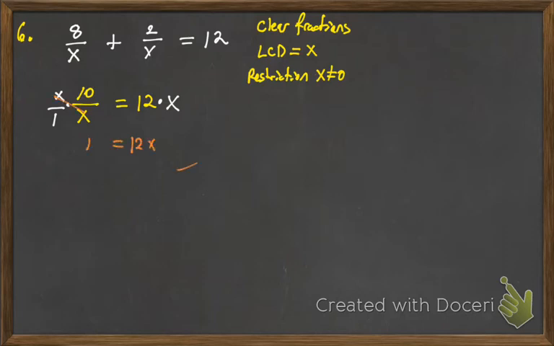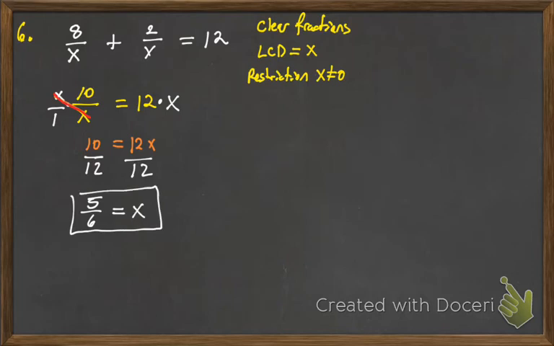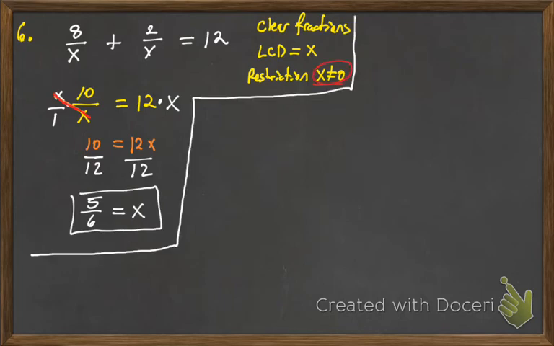On the left-hand side we have what's called cross-canceling, so the x is absorbed. We're left with 10. And then to solve it, we're going to divide both sides by 12, because that's how the 12 and the x are connected with multiplication. Opposite is to divide. And then we'll reduce and we get 5 sixths, which is not our restriction of 0, so we're good to go. Not a problem.